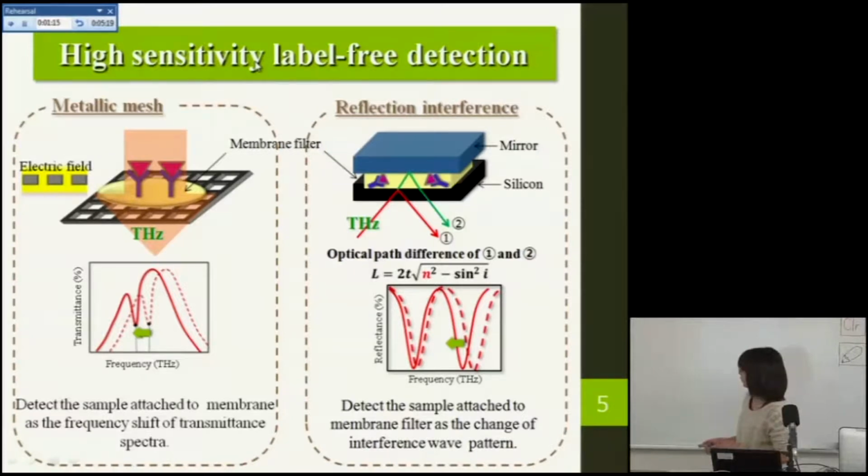When the sample is attached to the membrane filter, the refractive index increases and the optical path difference becomes longer, and the interference pattern in frequency spectra changes like this. So, I will detect the sample attached to membrane filter as a change of the interference pattern.